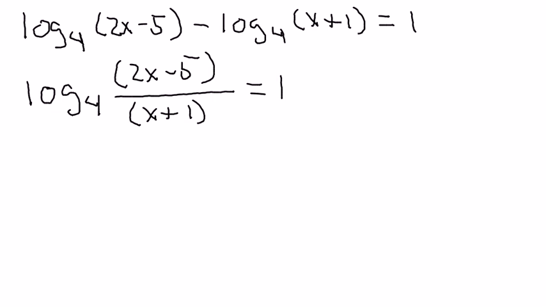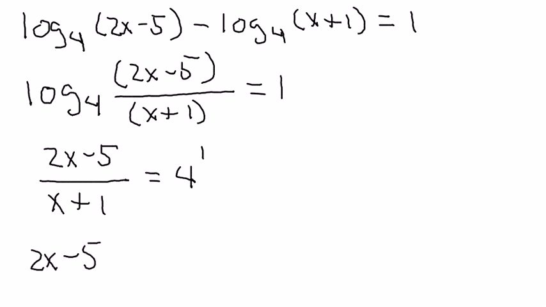Now unravel the log. The 4 is the base, the 1 is the exponent. So I get 2x minus 5 over x plus 1 equals 4 to the first power, or just 4. If you cross multiply that, you get 2x minus 5 equals 4x plus 4. I moved things around a little bit, and may have made up a bad example here, but that's alright. You get the idea. If you move the 2x over to the right and then move the 4 over to the left, you get negative 9. So x is negative 9/2.